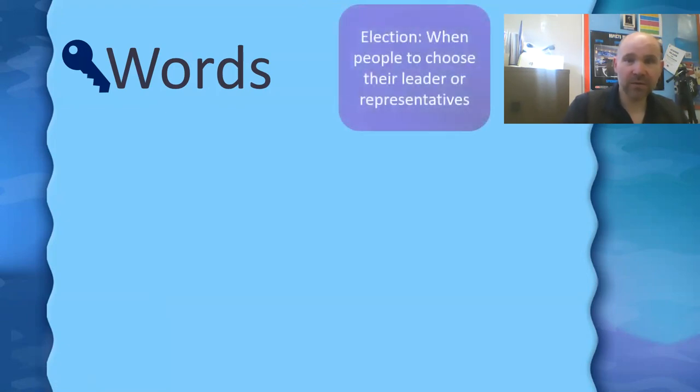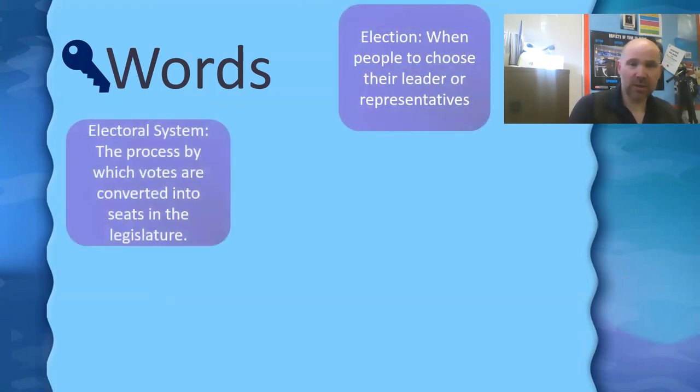The first one is I'd like to draw a distinction between the words election and electoral system. An election is when people, oh, I missed that word there. It should say when people vote to choose their leader or their representative. So an election is just when people vote. The electoral system is the process by which these votes are converted into seats in the legislature, or perhaps the process by which you vote for the leader, such as a president. They are obviously very closely related words, election and electoral system, but they are different.